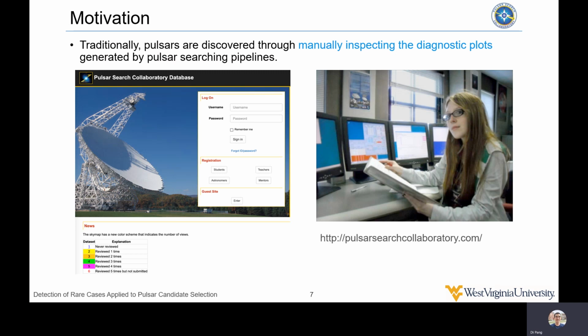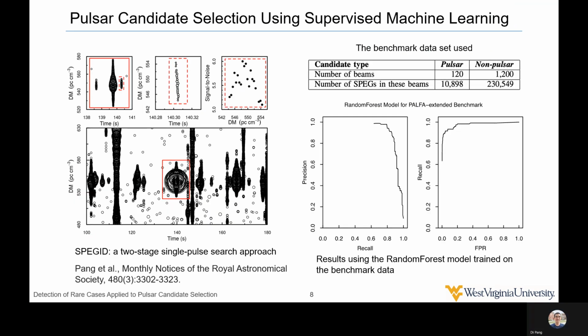Traditionally, pulsars are discovered through manually inspecting the diagnostic plots generated by the pulsar searching pipelines. One example would be the Pulsar Search Laboratory that involves many high school students across the United States. However, as more and more data are collected in recent pulsar surveys, manually inspecting all these plots becomes impractical. Therefore, previously, we developed a 2-stage single pulse search approaches that can automatically identify and classify the pulsar candidates.